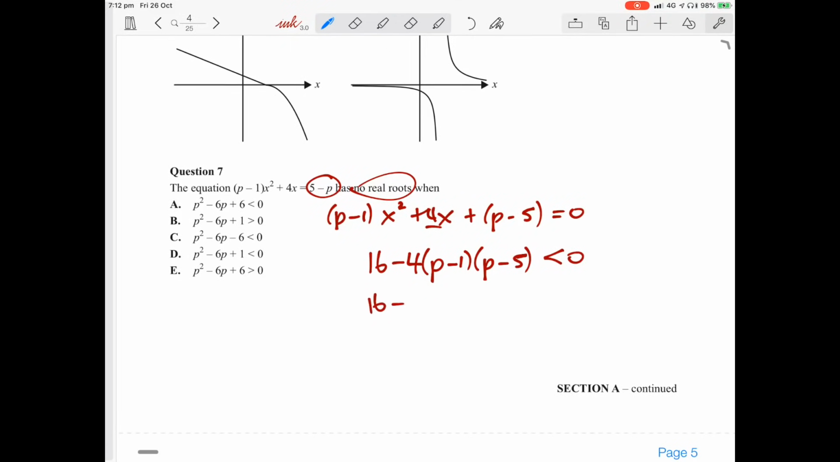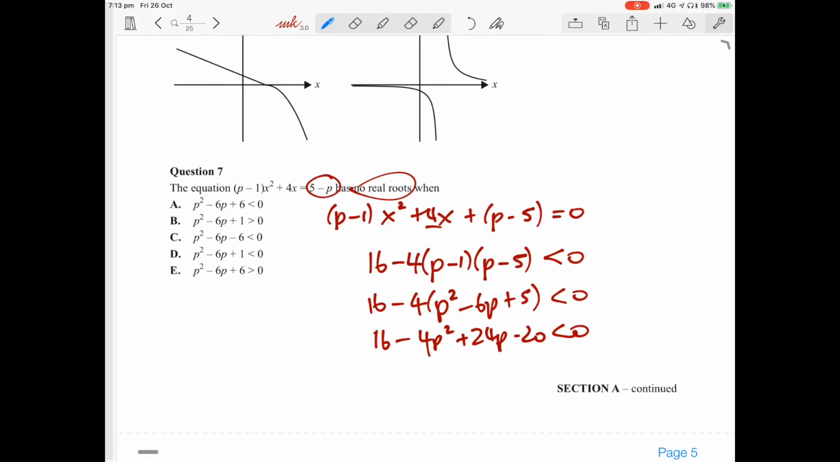Okay, 16 minus, don't forget you can use your calculator. So here, 16 minus 4, p minus 1, I mean, I actually think it's quicker just in this case to do it p squared minus 6p and then plus 5. The good thing is with the calculator, it reduces the risk of error. So minus 4p squared plus 24p plus minus 20 is less than 0.